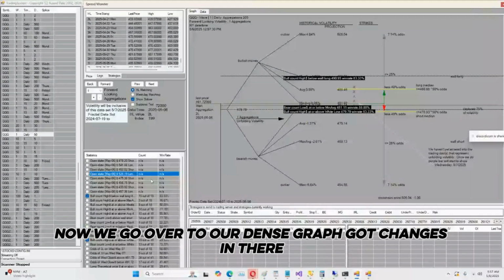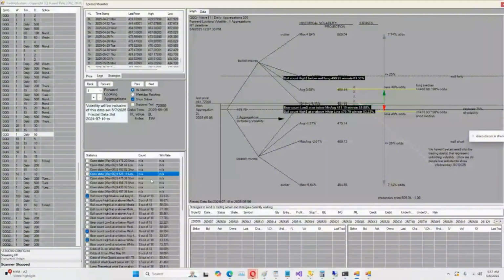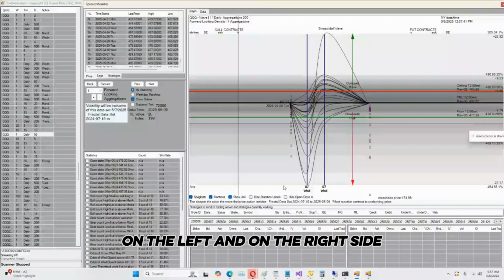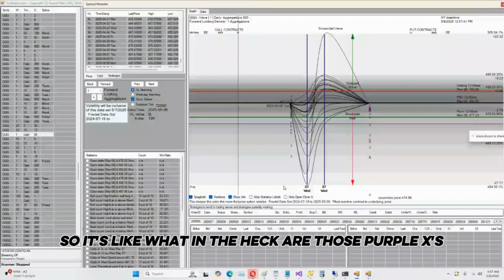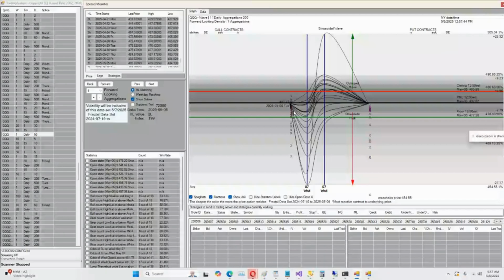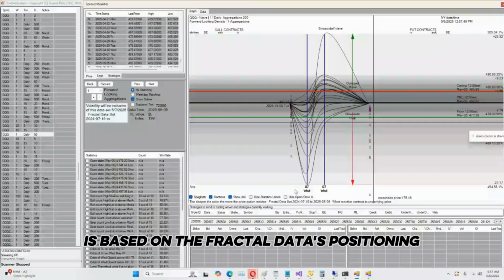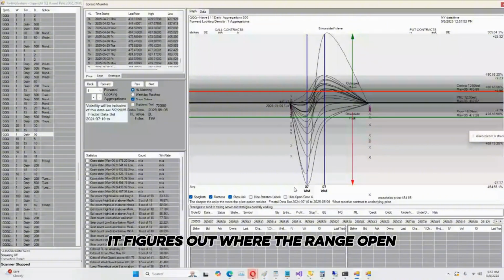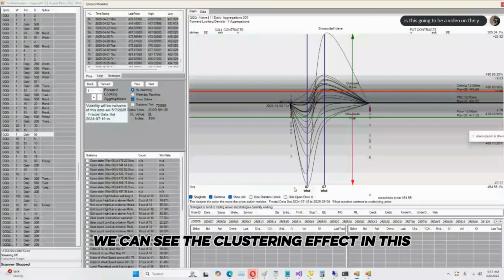Now when we go over to our density graph, there are changes in there. Now I'm seeing purple X's show up on the left and on the right side. So it's like, what in the heck are those purple X's? What do they mean? What they are is, based on the fractal data's positioning, it figures out where the range open and where the range of close is going to be for the next day. We can see the clustering effect in this.